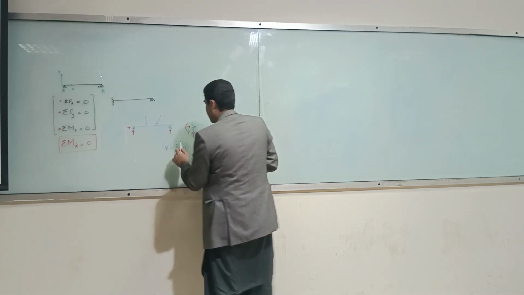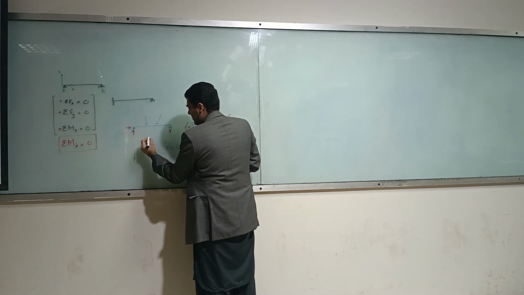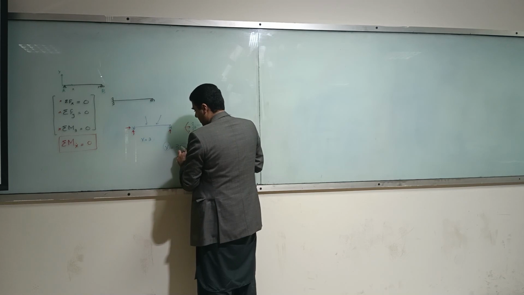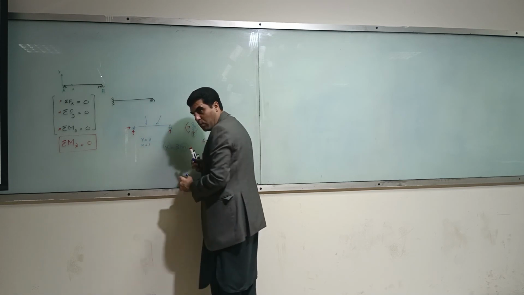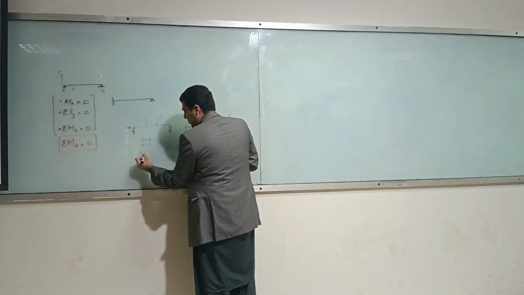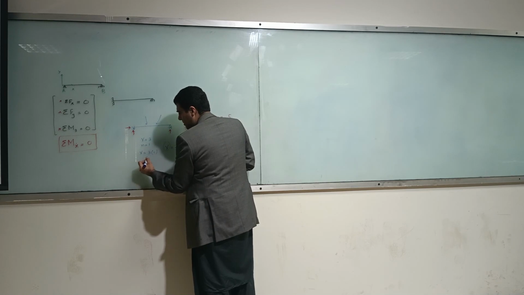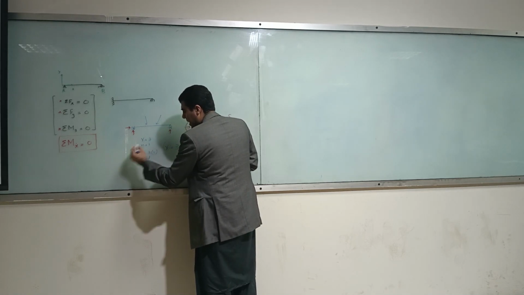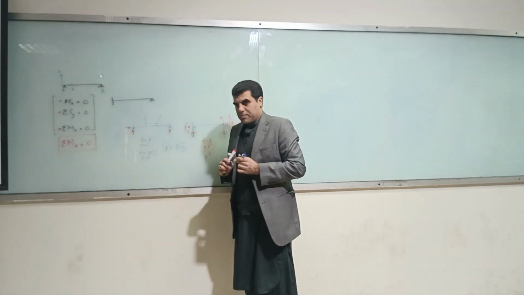So let us test it on this one. You have got unknown reactions. How many in this case? 3. R is equal to 3, and the number of members in this one is 1 member. So R is equal to 3 times 1, so you have got 3 is equal to 3, and this is a determinate structure.